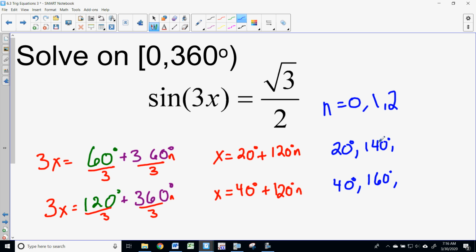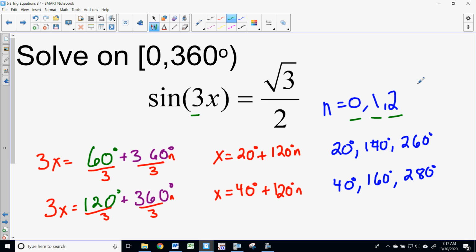Then I put n is 2 in. So 120 times 2 is 240. So this would give me 260. And then 240 plus 40 is 280. Now, a couple things here you can think about as we get to this point. One, the number here was 3. So since that's 3, I have 0, 1, 2. That's my 3 answers. For each of these values, 60 and 120, I am going to get 3 answers.